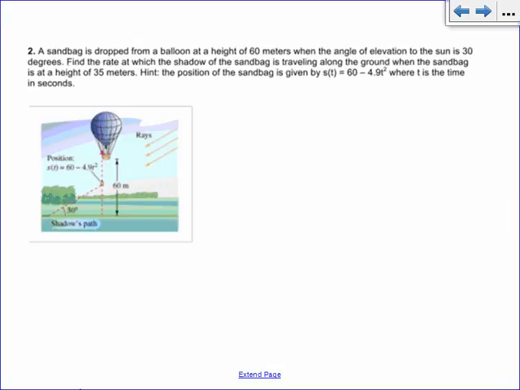All right, and the last type of question we have involves some trig again. So it says a sandbag is dropped from a balloon at a height of 60 meters when the angle of elevation to the sun is 30 degrees. Find the rate at which the shadow of the sandbag is traveling along the ground when the sandbag is at a height of 35 meters.